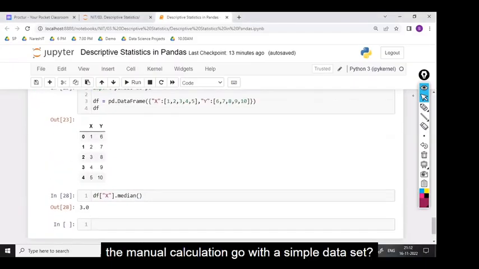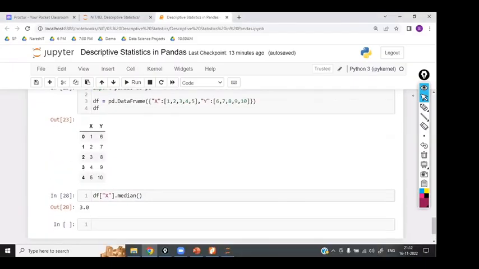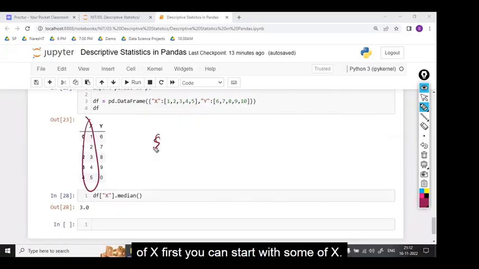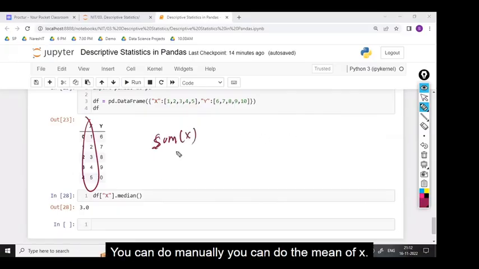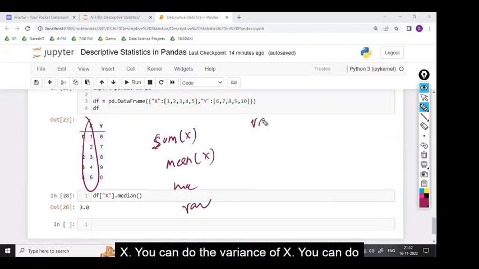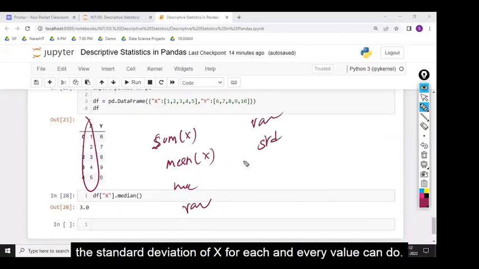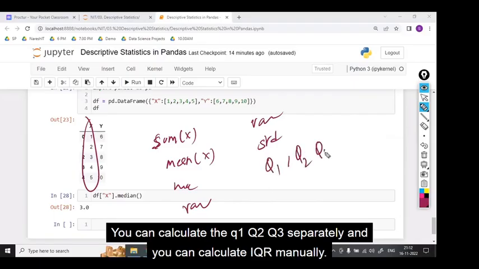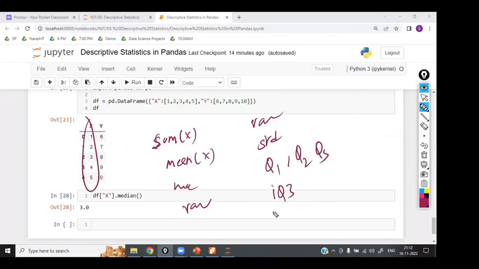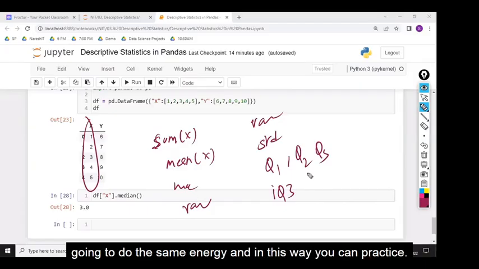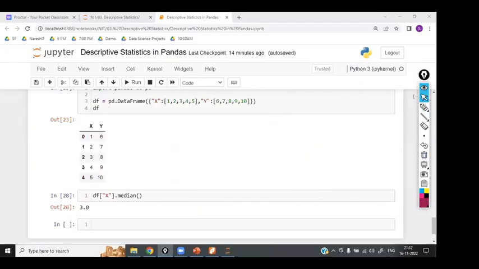So whenever you want to do the manual calculation, go with a simple data set. Now for this data set, you can calculate the standard deviation of X. First, you can start with the sum of X. You can do it manually. You can do the mean of X, the median of X, the range of X, the variance of X, the standard deviation of X. For each and every value you can do. You can calculate Q1, Q2, Q3 separately, and you can calculate IQR manually. And you can see the code answer simultaneously also. Both the things you are going to do simultaneously. And in this way you can practice.